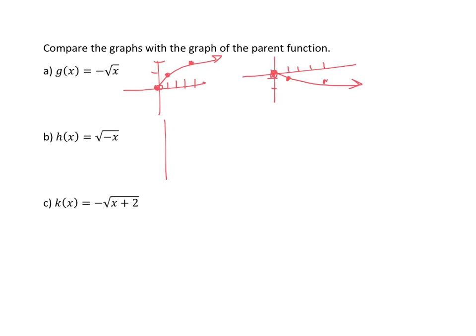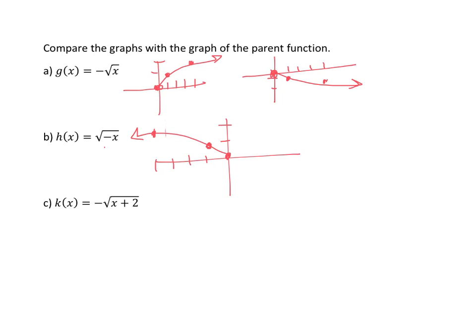Negative on the inside means I'm going to flip it over the y-axis. Move that over a little bit. Take my parent graph, flip it over here. So now I'm still at 0, 0, negative 1, 1, and negative 4, 2.